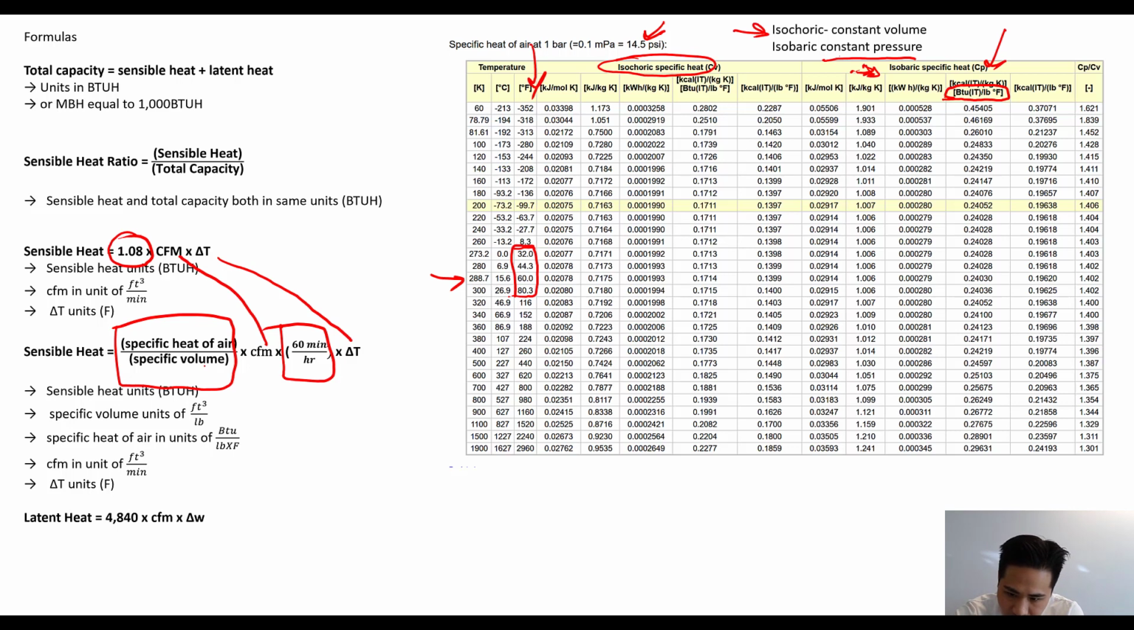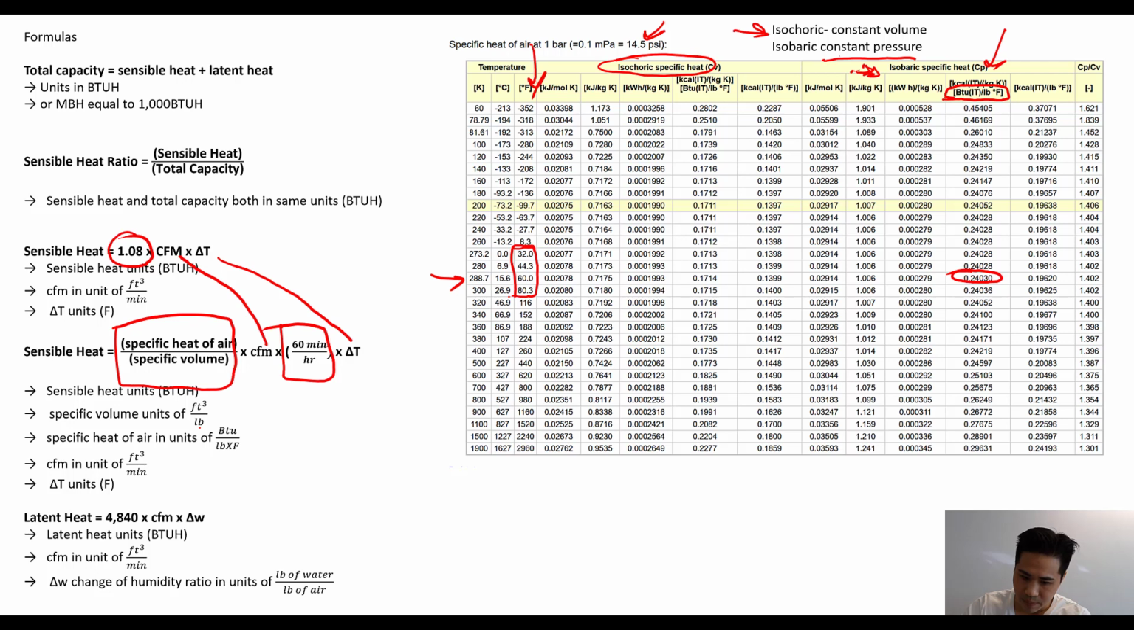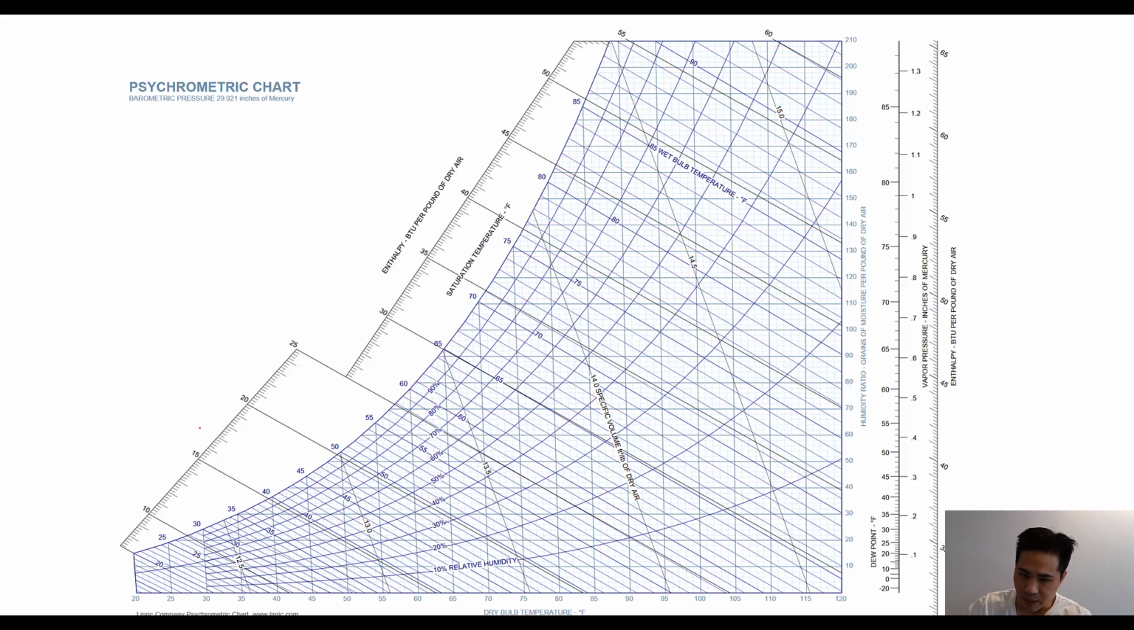So we have specific heat. Okay, so we have this number here for the specific heat of air. Specific volume, we're going to have to look at the next chart here, which is the psych chart. So, okay, in this psych chart, I'm going to just quickly go over what these numbers represent.